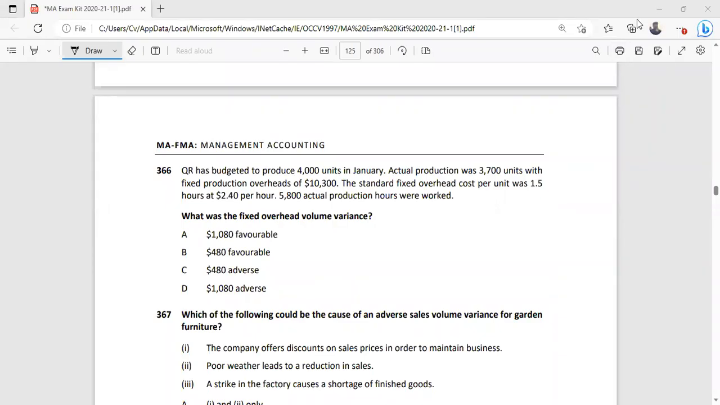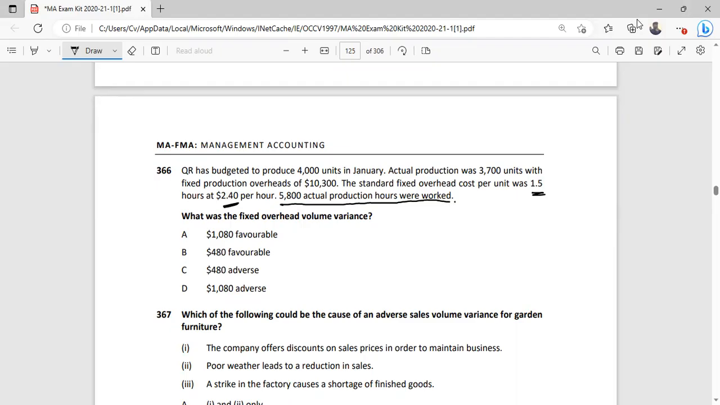Okay, now we are starting from here. QR has budgeted to produce 4,000 units in January. Actual production units was 3,700 units with the fixed production overheads of 10,300. Standard time or standard fixed overheads cost per unit is 1.5 hours at a rate of $2.4 per hour. 5,800 actual production hours were worked.